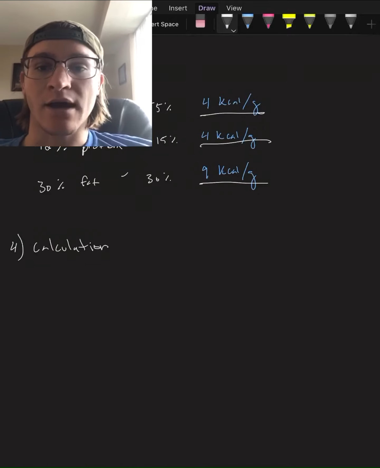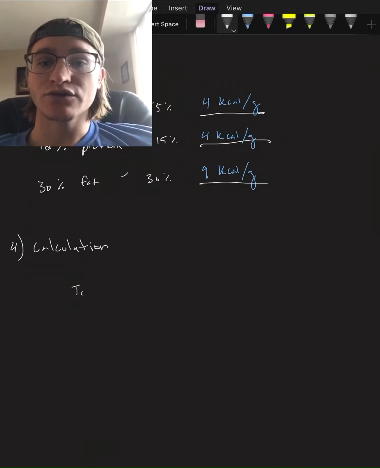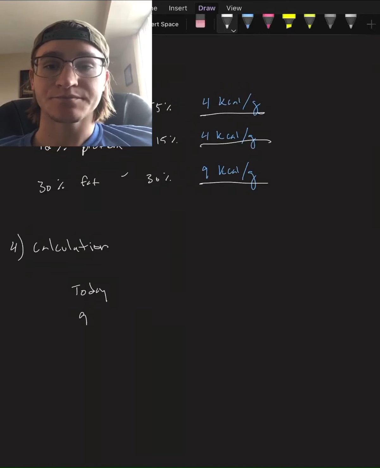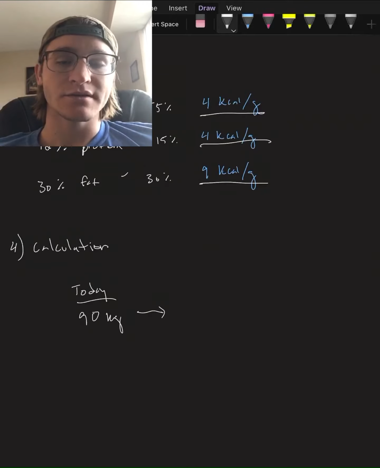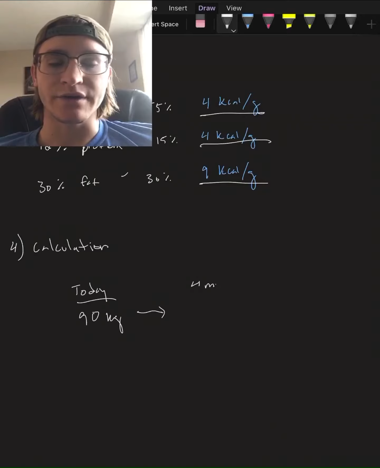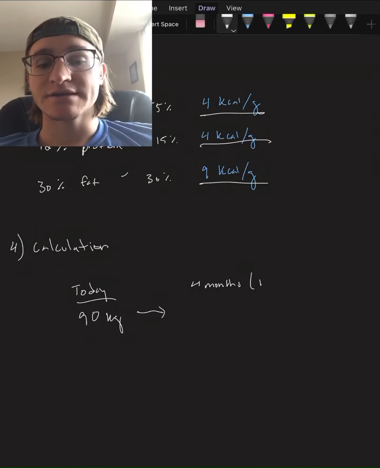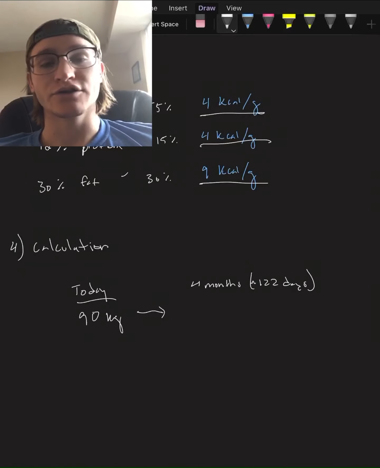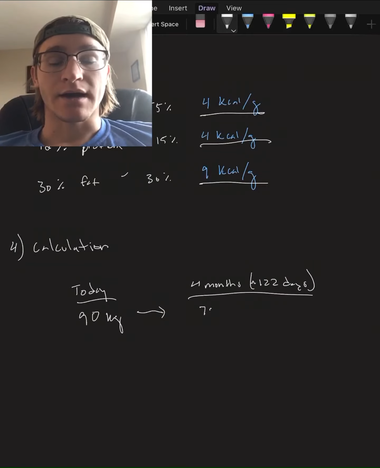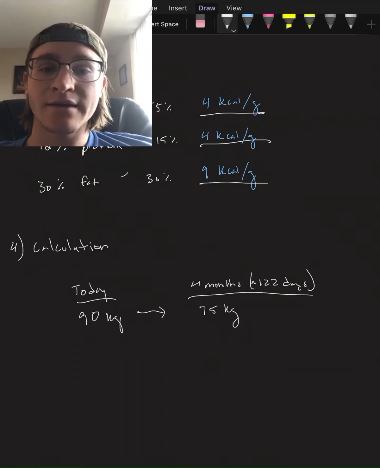So let's calculate how we're going to do this based off my individual and based off the example we've been doing. So today I weigh 90 kilograms and in 4 months, which is approximately 122 days, I'm looking to be 75 kilograms. So in 4 months, which is 122 days, I have to lose 15 kilograms.